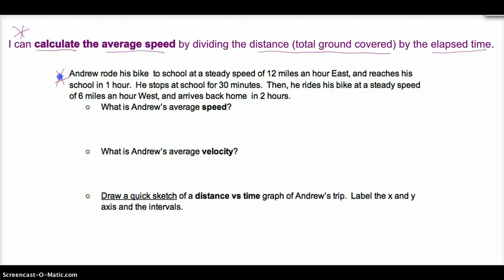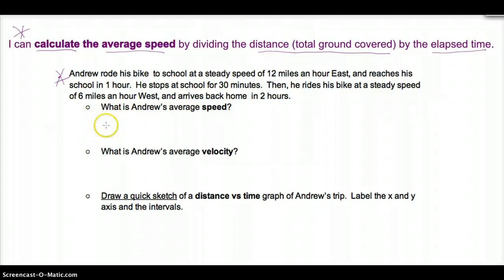It says Andrew rode his bike to school at a steady rate of 12 miles an hour east and reaches his school in 1 hour. He stops at school for 30 minutes. Then he rides his bike at a steady speed of 6 miles per hour west and arrives back home in 2 hours. What is Andrew's average speed?